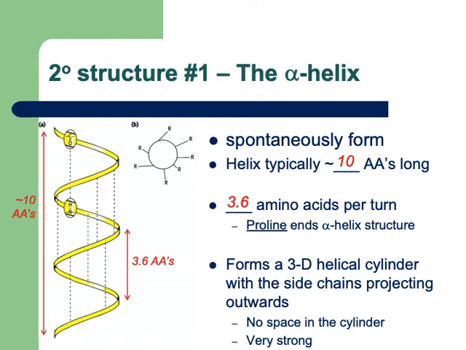And when there is the amino acid proline, this ends the alpha helix structure. This is because it causes a bend in the structure. So that is usually always at the end. So this alpha helix forms a 3D helical cylinder with the side chains projecting outwards. There's no space in the cylinder and it is extremely strong. So an example of an alpha helix secondary structure is your fingernails and your toenails. These are both in the alpha helix secondary structure of a protein. They're extremely strong, as you can tell by just touching your fingernails or your toenails.